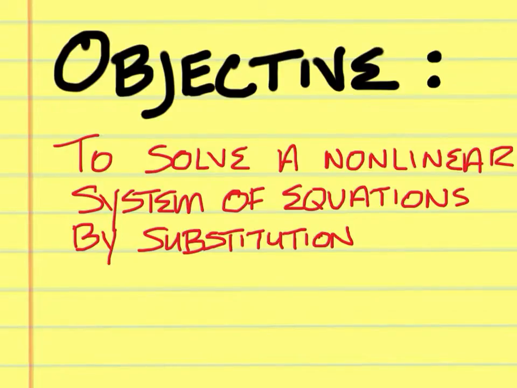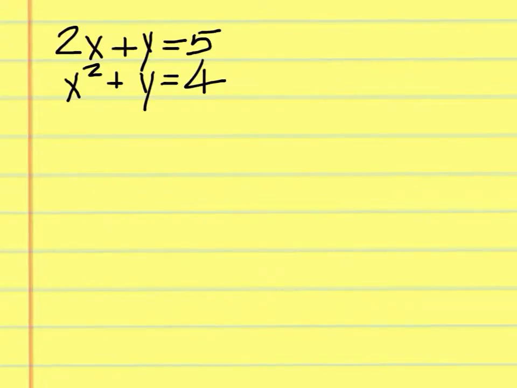To solve a nonlinear system of equations by substitution, your first move is to find an equation, the first one or the second one, in which you can easily isolate one of the variables.